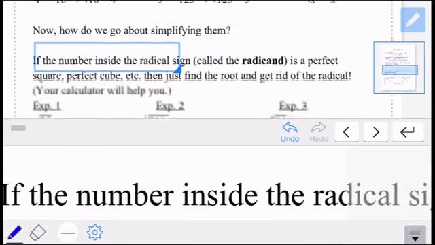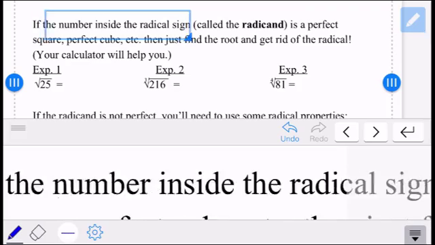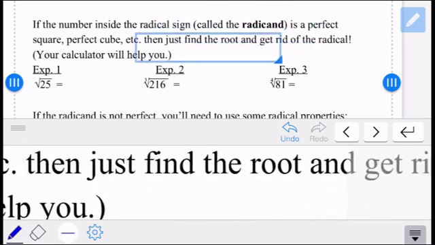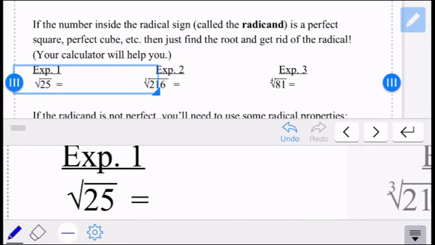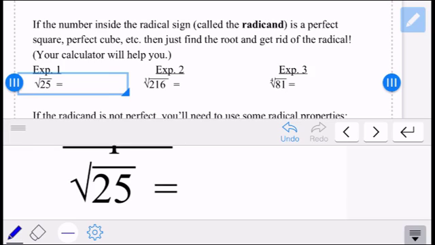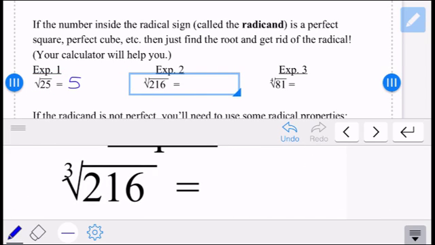So what do we do about simplifying them? Well, inside of the radical sign, that is called the radicand. And if that's a perfect square or a perfect cube, depending on what root you're taking, well, you just find that root and get rid of the radical. So some of these are pretty easy, like the square root of 25. Well, what times what is equal to 25? 5. So it's just 5. No more radical or anything.